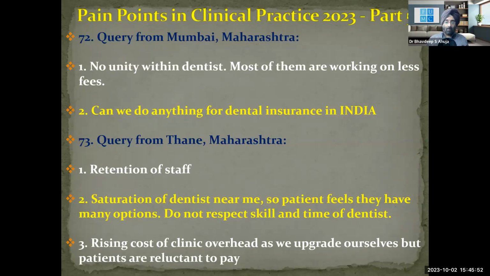So, query from Thane, Maharashtra. In personal capacity, I don't think we can do much for dental insurance in India. Query from Thane, Maharashtra: retention of staff. I talked about the 4 aspects in the morning. The key 4 elements are monetary growth, career growth, respect and care, and work-life balance.